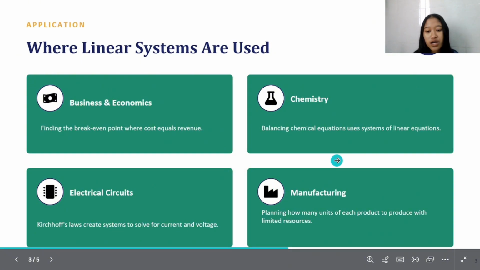And then finally, in manufacturing, companies use linear equation systems to plan production. They can determine how many units of each product should be produced, while considering limited materials, labor, and production time. These examples show that linear equation systems are useful in solving many practical problems in different fields.